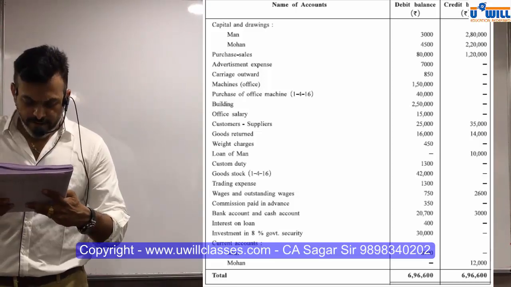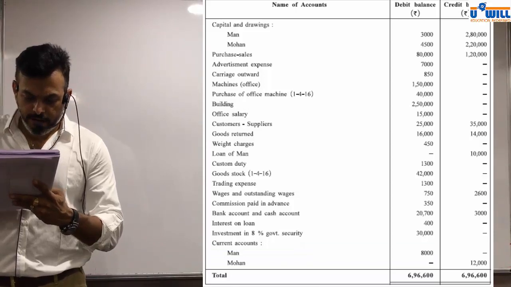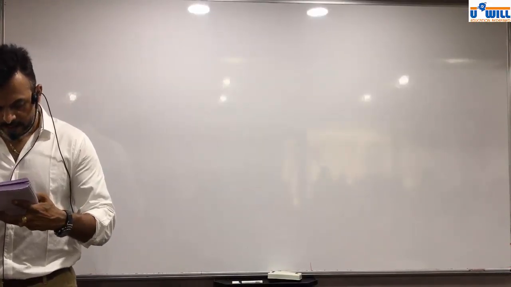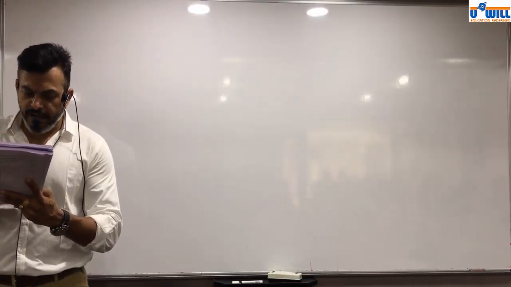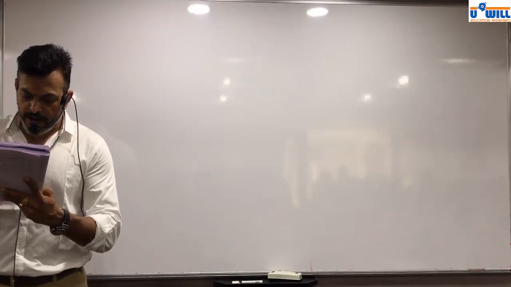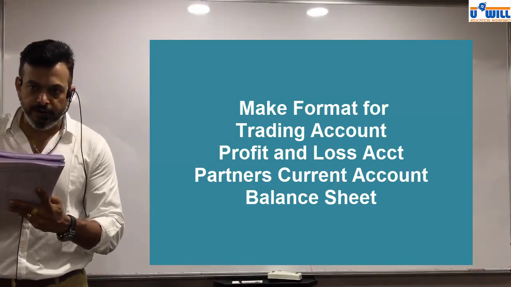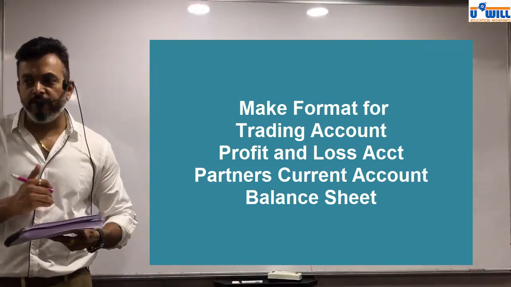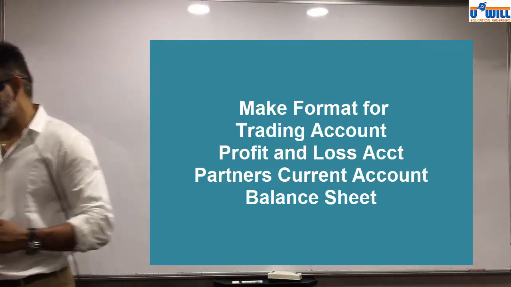Okay, we also have interest on loan. Can you see 400? Okay, tick that also. That is connected with this partner's loan, in absence of any other loan. Then there is also a current account in this. You have Man and you have Mohan. So we have to make partners' current account, we have to make the trading account, we have to make profit and loss, and we have to make the balance sheet. Got it, all of you?